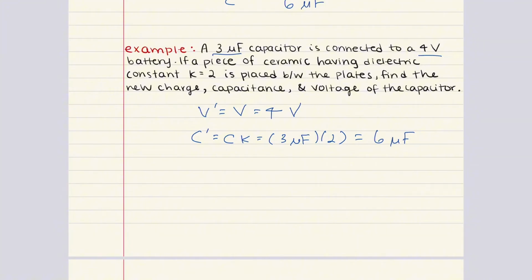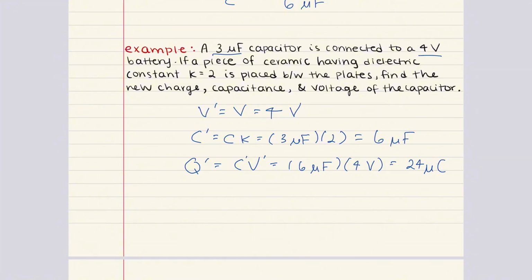Now finally, we can calculate the new charge on the capacitor. This is going to equal our capacitance multiplied by our voltage, and specifically the new values of both that we just calculated. So this is going to equal 6 microfarad multiplied by 4 volts, and this gives us a charge of 24 microcoulombs.